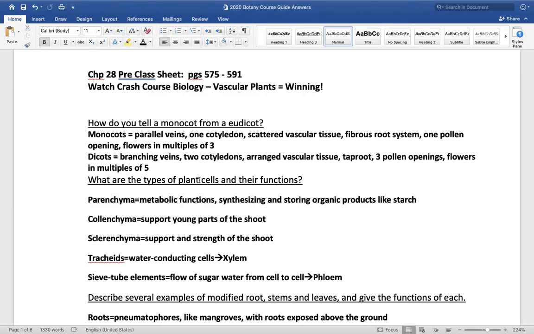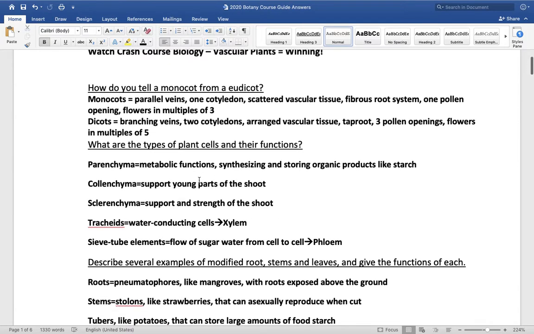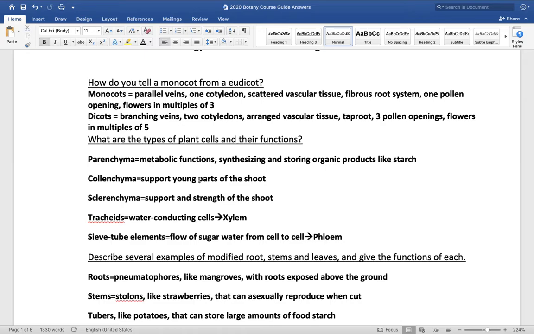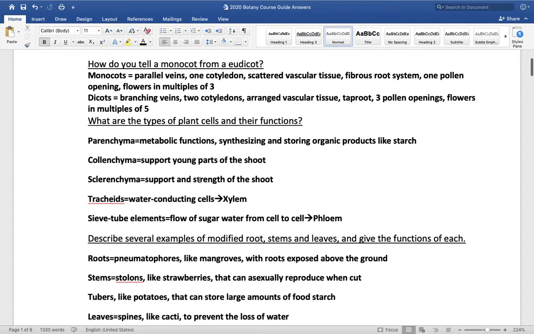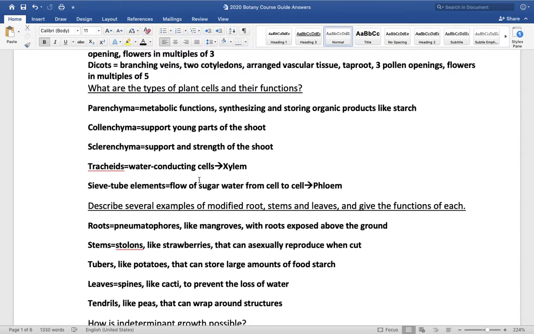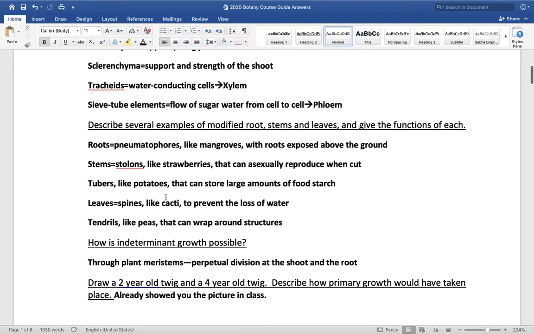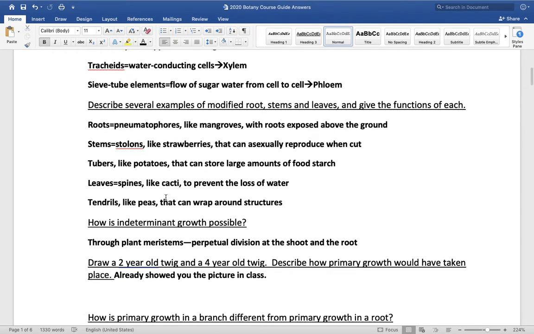So, Chapter 28 was kind of the start off point. Just going through the questions, monocot versus dicot. You have all these different things that we went through. I'm not really going to go through those again. Cell types, we went through these, some of these word names, parenchyma, collenchyma, sclerenchyma, which are important, but we really focused on xylem and phloem. Xylem carrying water from the roots up, and then phloem carrying sugar solution water from the leaves down, normally, or lateral. Describe examples of modified plants, so we went through those.